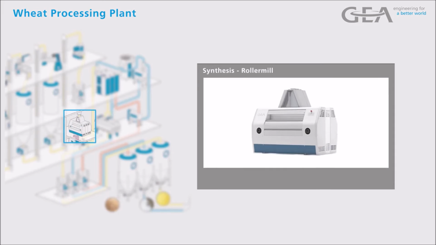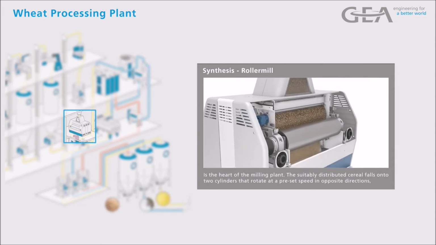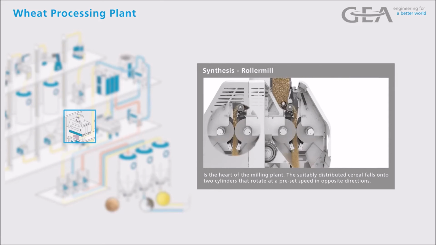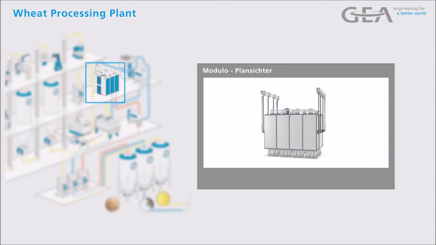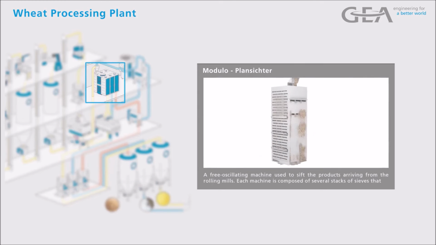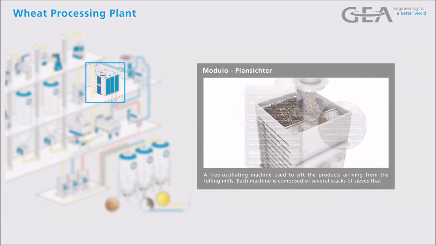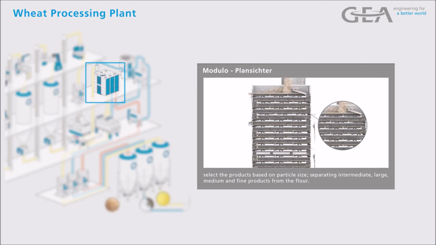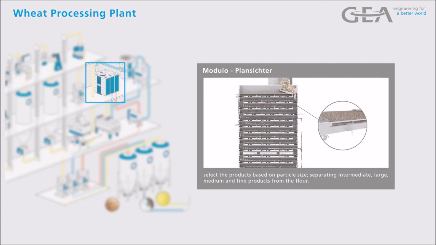Synthesis, roller mill. In the heart of the milling plant, the suitably distributed cereal falls onto two cylinders that rotate at a preset speed in opposite directions, crushing and cutting the kernel passing between them. Modulo plansictor, a free oscillating machine used to sift the products arriving from the rolling mills. Each machine is composed of several stacks of sieves and selects the products based on particle size, separating intermediate, large, medium, and fine products from the flour.